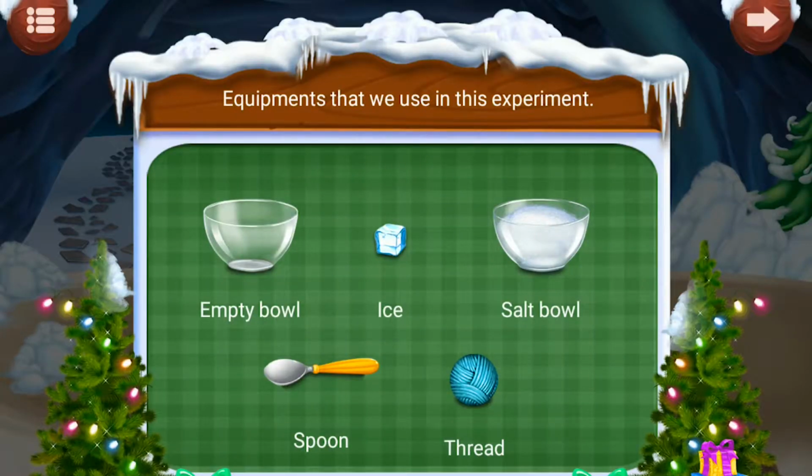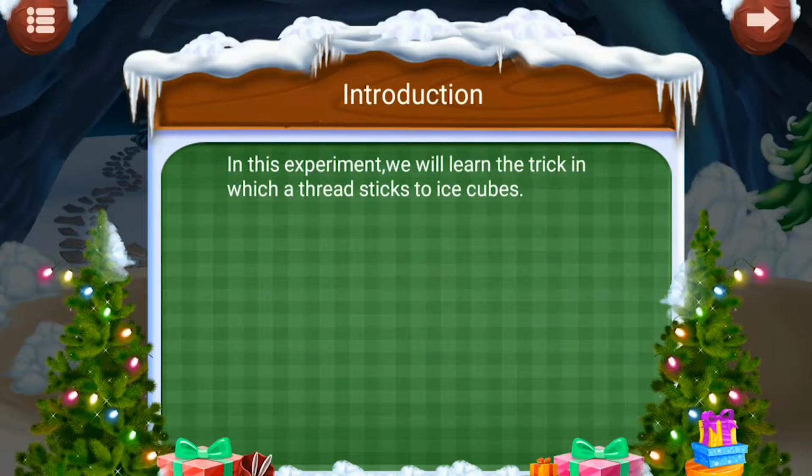Equipments that we use in this experiment: empty bowl, ice, salt bowl, spoon, thread. Introduction. In this experiment, we will learn the trick in which a thread sticks to ice cubes.